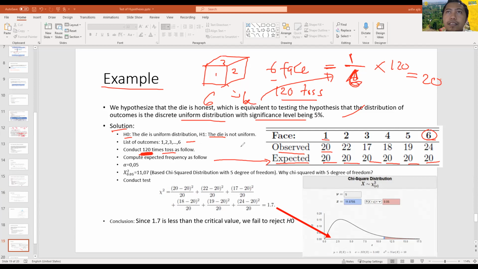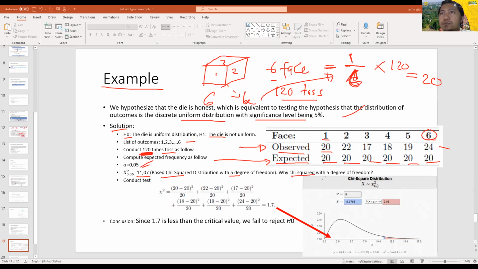Yeah, that's the result of observe. With 120 observations, we got this result. And then with the significance value being 5%, so alpha equals 0.05, using chi-square distribution with 5 degrees of freedom, we get the critical value being 11.07. Yeah, it's similar, but in this case, using chi-square distributions.